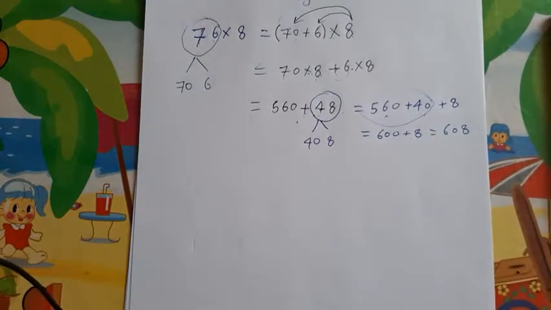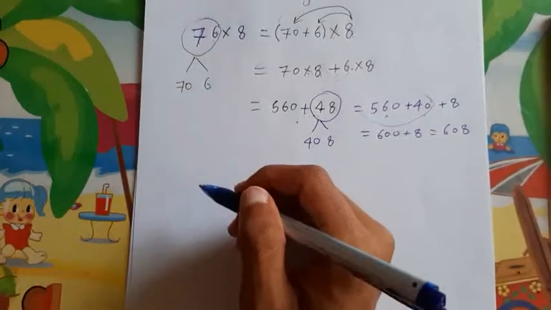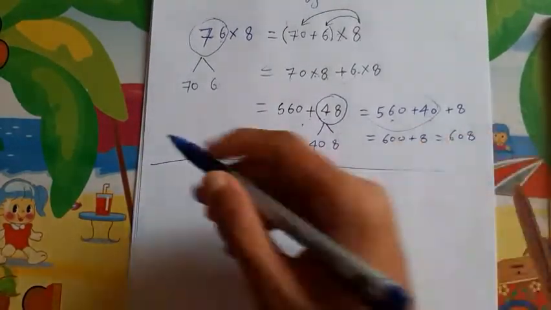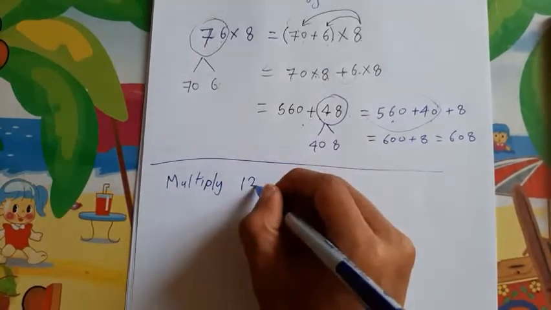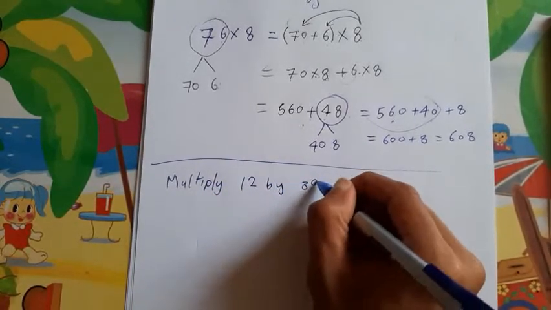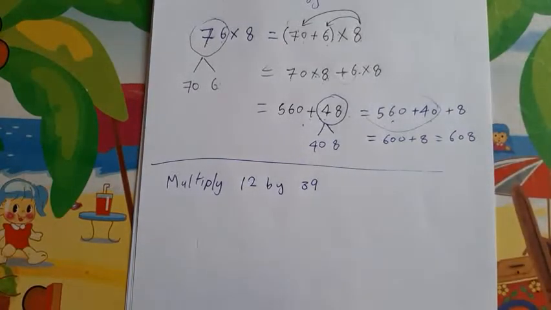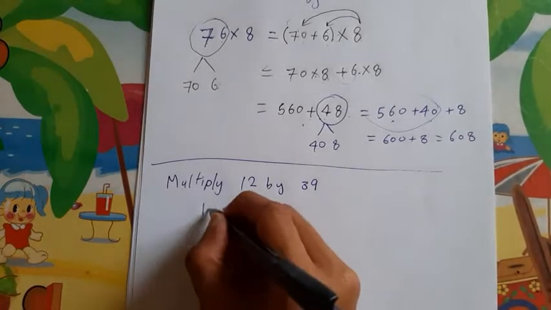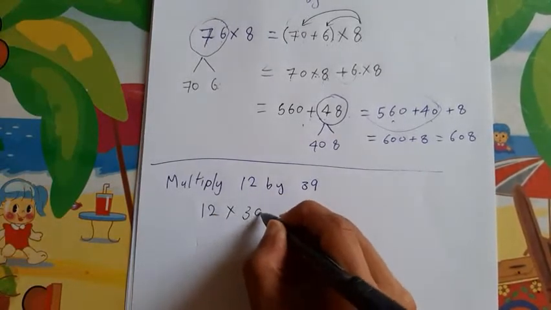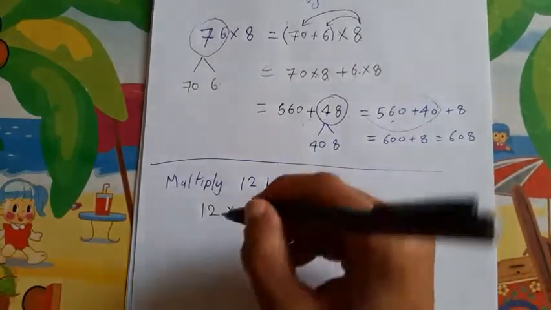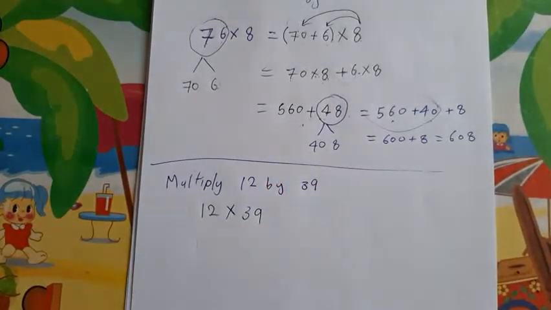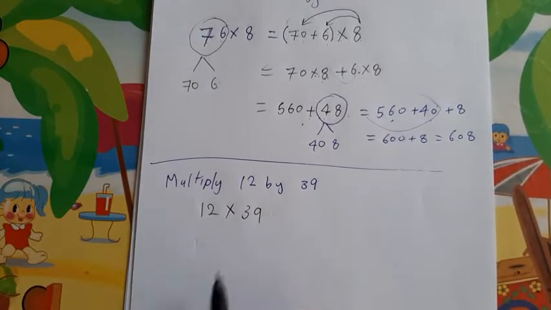So what I did is I used my mind to think about ways or methods to do the calculations. Alright, another example about multiplication. Multiply 12 by 39. Okay, what can we do now? 12 times 39. What can we do to do the mental calculations here?